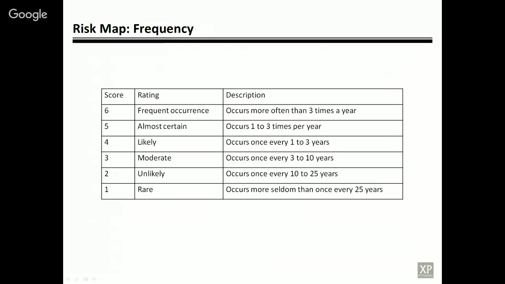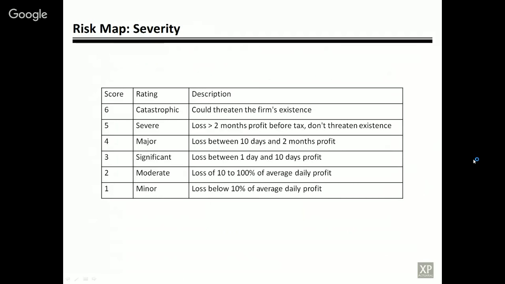Next up, we have the risk map. So first, we want to rank the frequency of a risk, and we give risks a ranking between 1 and 5, or 1 and 6. 1 would represent a rare risk, and 6 would represent a frequent risk. Next, we map the severity of the risk. 1, again, would map a minor risk, and 6 would map a catastrophic risk.